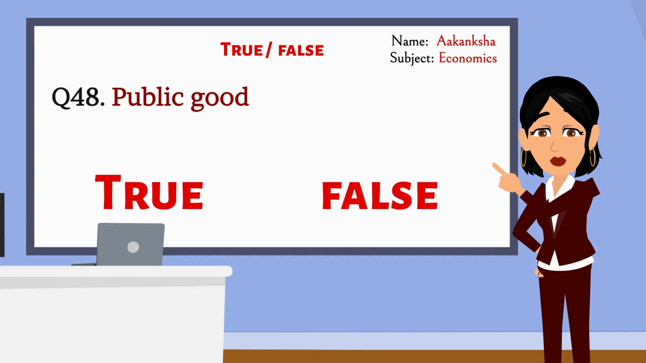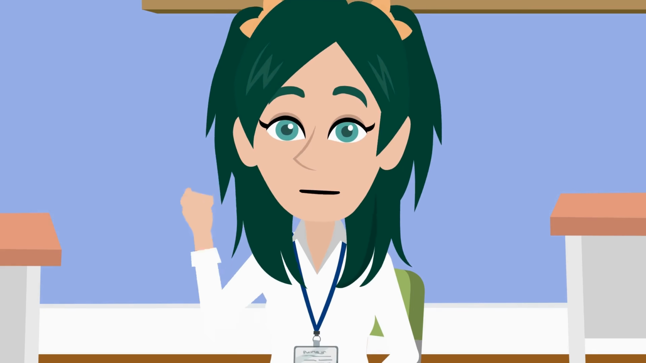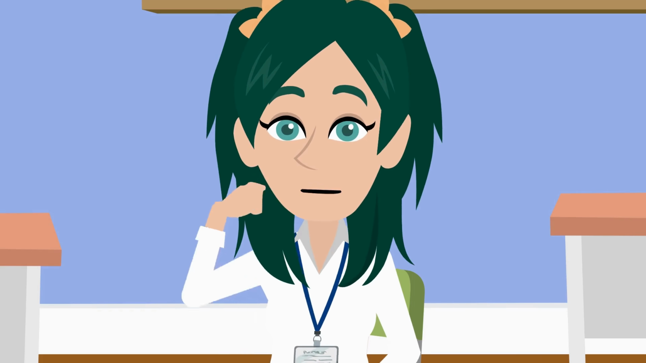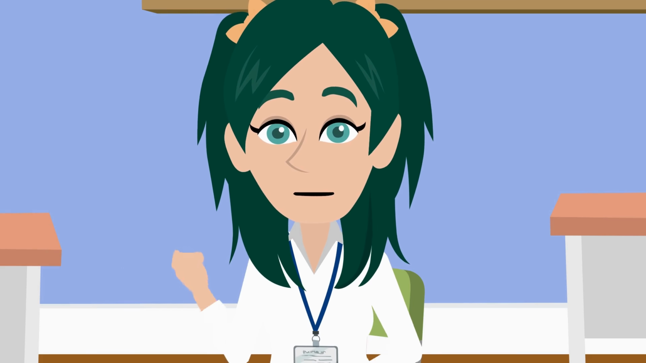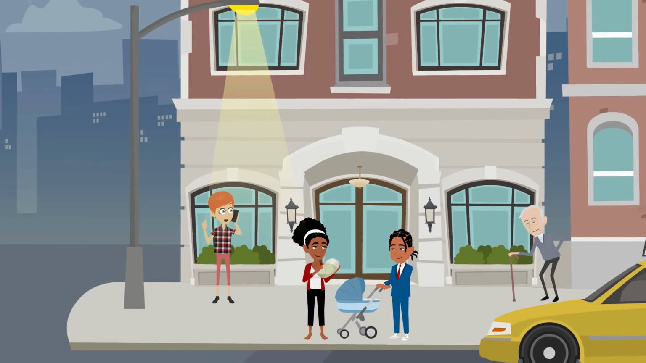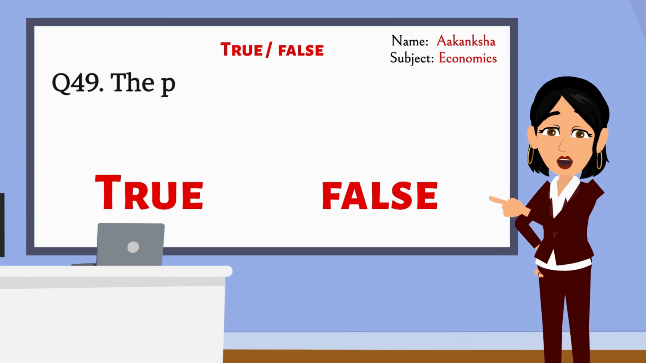Question 48. Public goods are non-excludable and non-rivalrous. True or false? It's a true statement. That's correct. Can you elaborate? Public goods can't be limited to paying customers, and one person's use doesn't reduce availability for others, like streetlights. Perfect example. We can take public parks, roads, power supply, etc. All are public goods. Question 49.